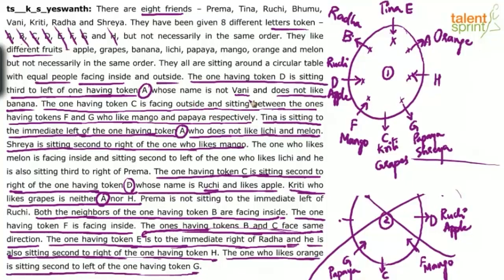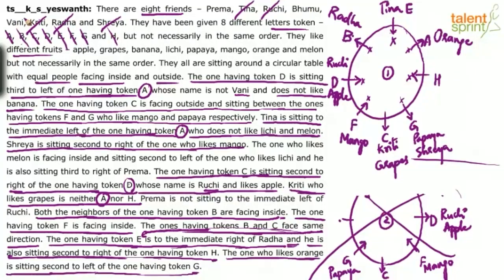Who are the persons, by the way? Let us rule out already which has been marked. Tina is marked. Ruchi is marked. Shreya is marked. Kriti is marked. Radha is marked. Prema, Bhumu and Vani. These three are left out.